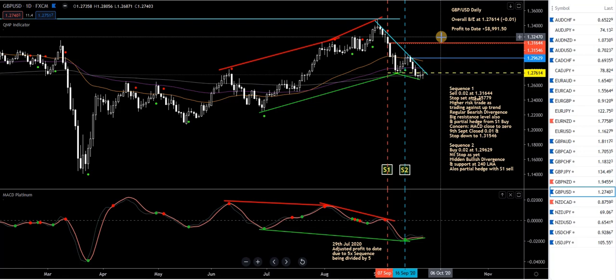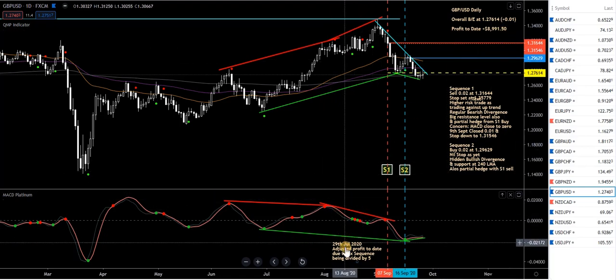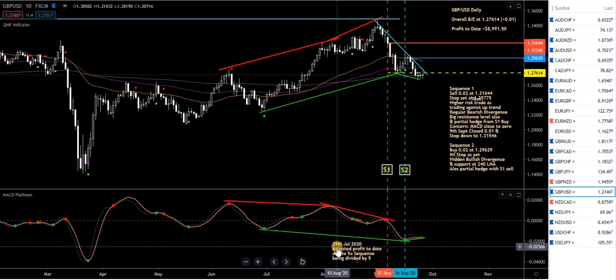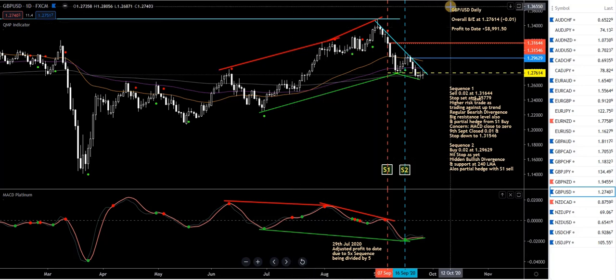Keep in mind all my trades are based on the 0.02 lot base, so it's only 20 cents a pip. So when you see something like 8,900, that's a lot of pips. And there was even an adjustment on that because I did go in bigger on some trades, but I adjusted everything down to be based on that 0.02. So those figures are good.